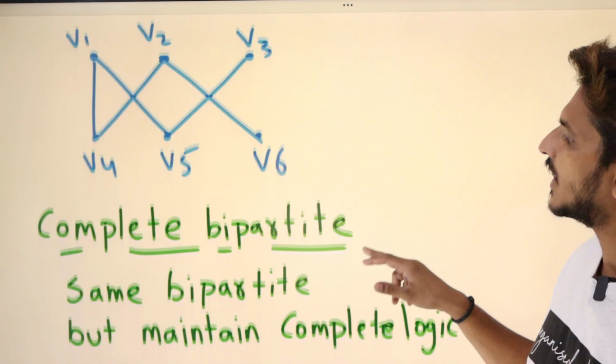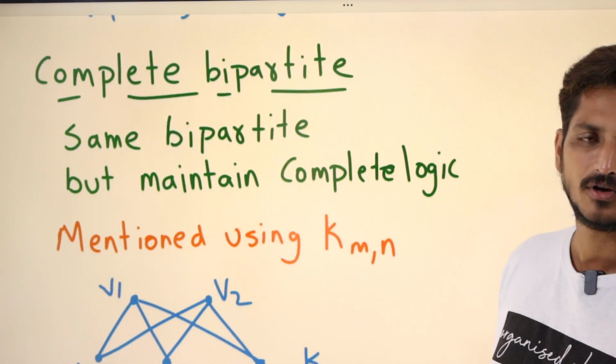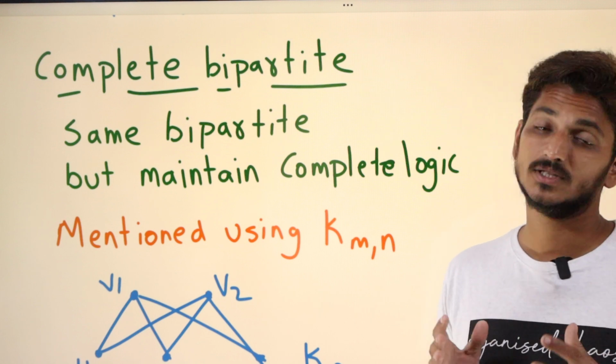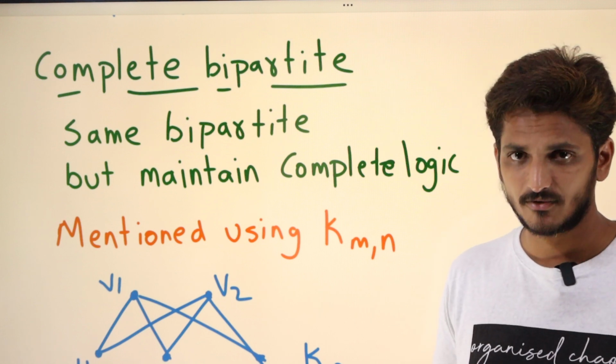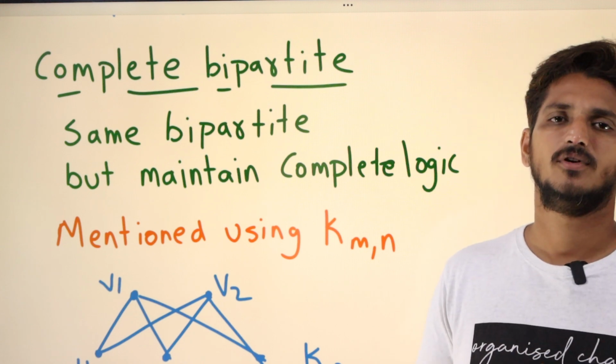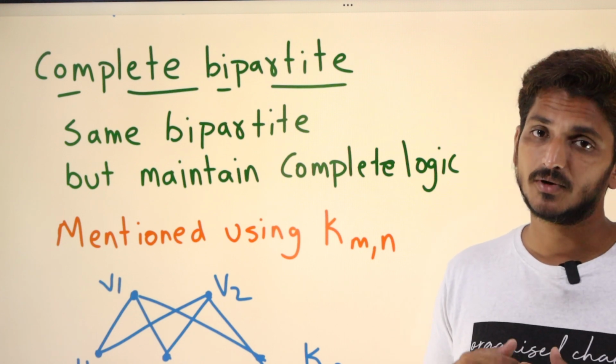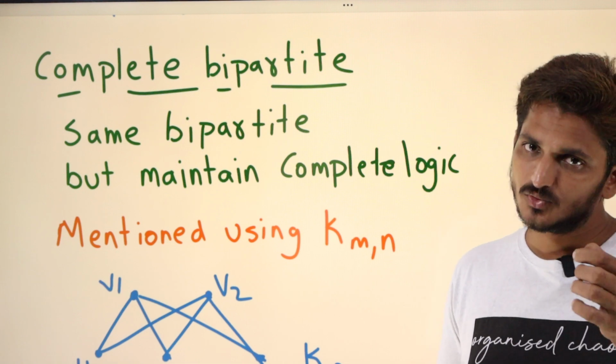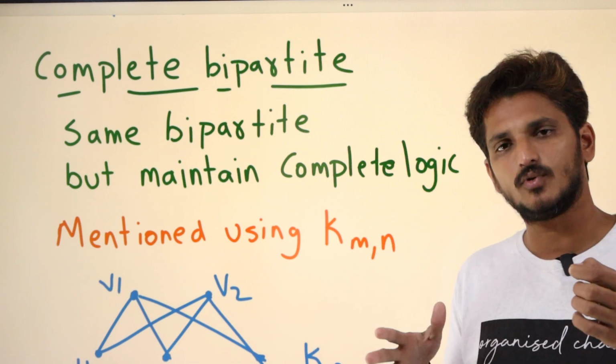Similarly, the last one, complete bipartite graph. It has to follow the same conditions of a bipartite graph, but it has to maintain the concept of a complete graph. We already discussed the concept of a complete graph, meaning each vertex should connect to all the other vertices.